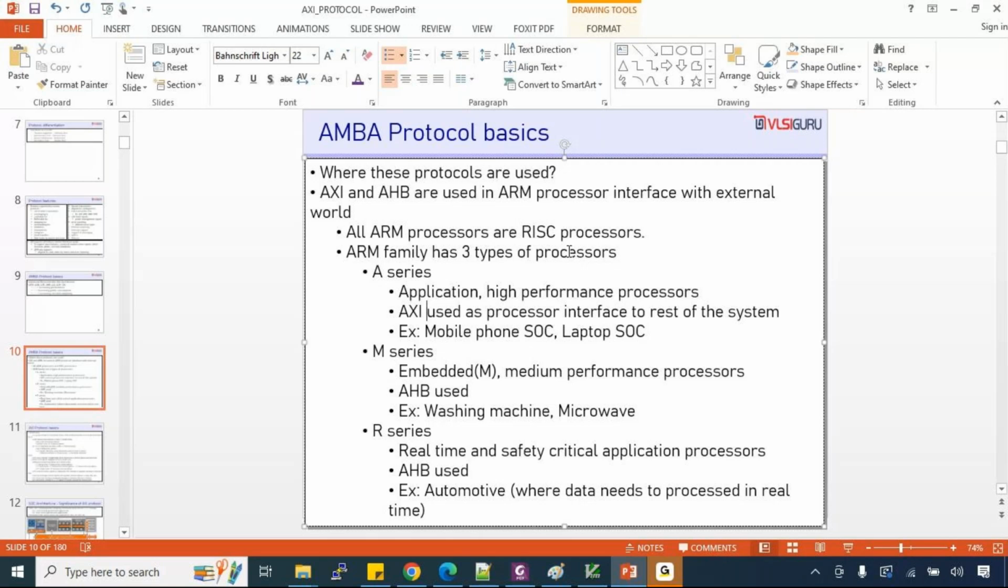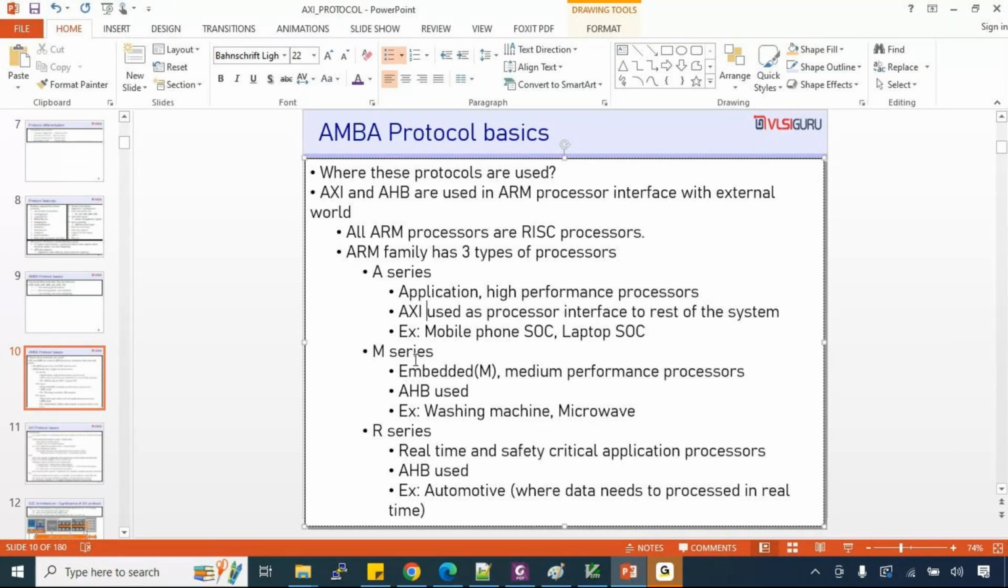Why a mobile phone? When data is coming, it processes the command information, everything. Let's say you are using WhatsApp. Where is all that information getting processed? The processor only. Finally, it's the hardware which is doing everything, right? If you open any application, let's say Google Pay, PhonePe, or WhatsApp, it finally happens on the processor only. So for that you need high performance processors. AXI is used as the processor interface to the rest of the system.